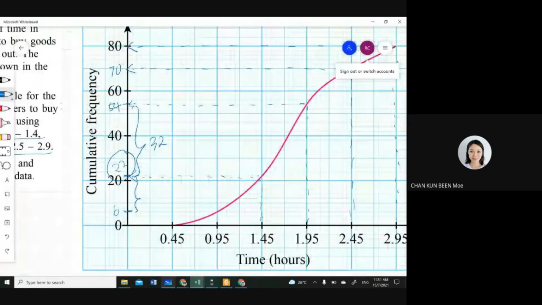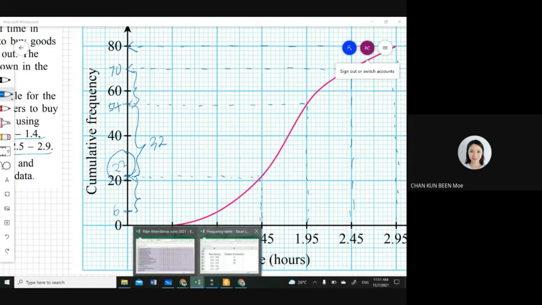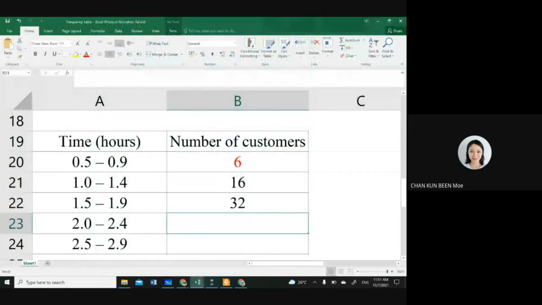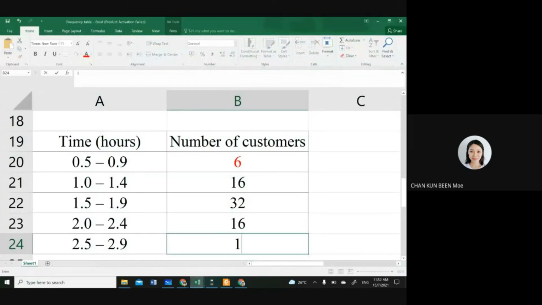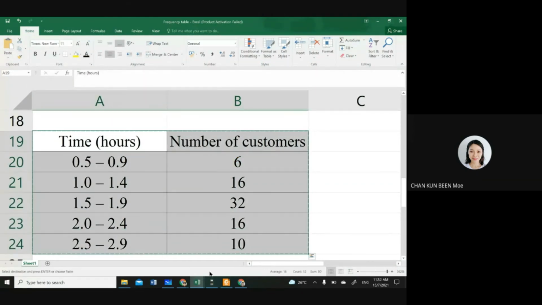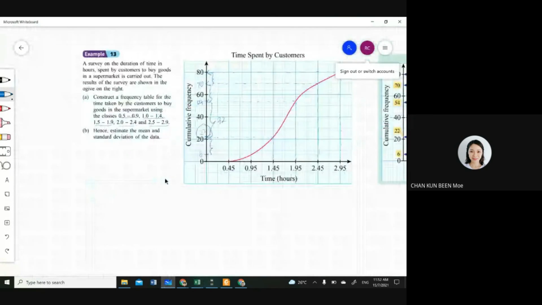And then go back again. The next one, 70 minus 54 is 16. Okay, and the last one, if you refer to the last one here, easy. 80 minus 70 is 10. Okay, so we have done our frequency table already. This is the first part. This is for A.